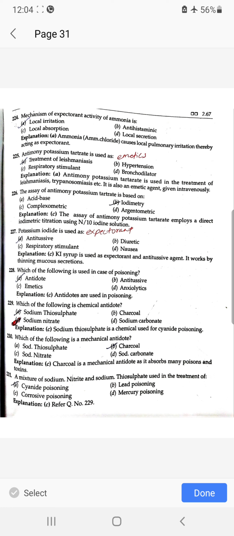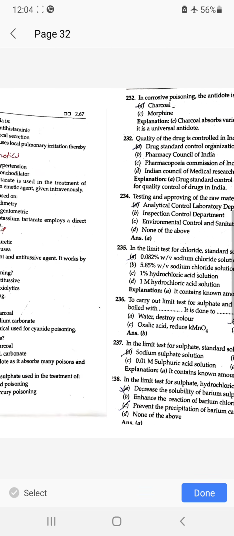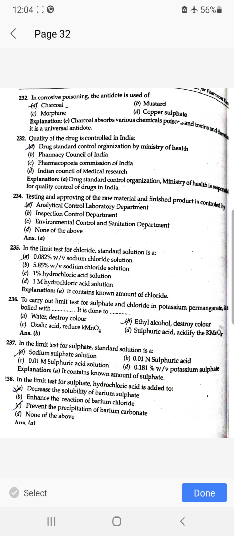Potassium iodide is used as an expectorant. Which of the following is used in case of poisoning? Antidote. Which of the following is a chemical antidote? Sodium thiosulfate. Which of the following is a mechanical antidote? Charcoal. A mixture of sodium nitrite and sodium thiosulfate is used in the treatment of cyanide poisoning. In corrosive poisoning, the antidote used is charcoal.